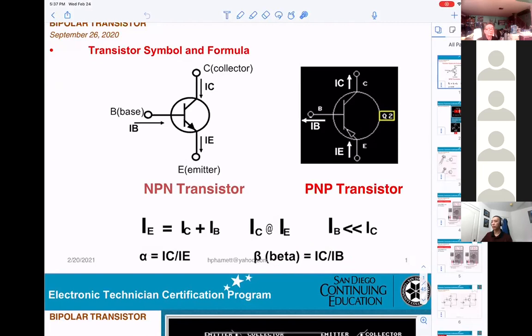What is the beta? Current multiplier. That means current gain. If beta equals 50, then IC equals 50 times IB. If you get 1 milliampere coming in, the current IC coming out will be 50 times, 50 milliamps. So that's why it's current gain. They amplify the current.